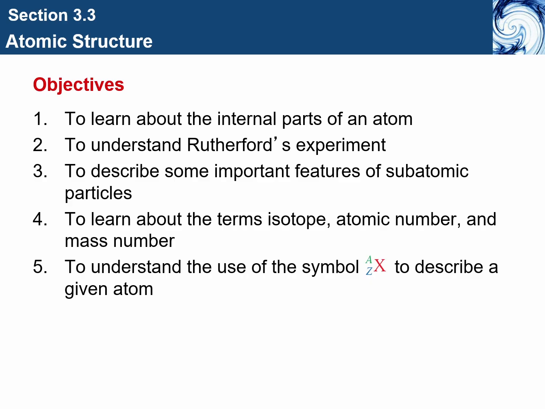And then finally, we will learn to use isotope notation, which places the mass number and the atomic number beside an elemental symbol to describe that particular atom. This section moves away from the early experimental evidence to the modern picture of a small central nucleus surrounded by electrons.